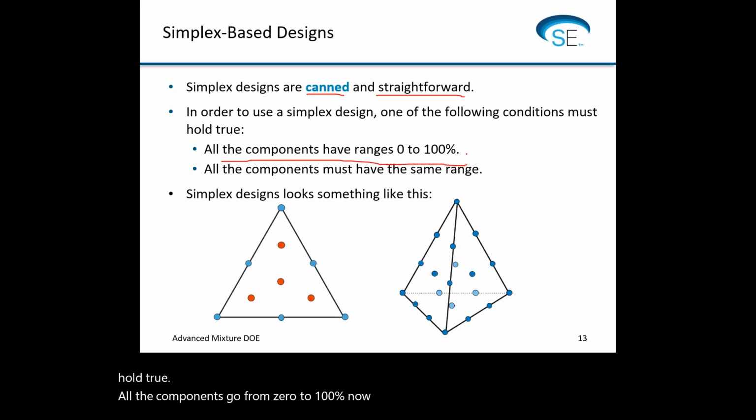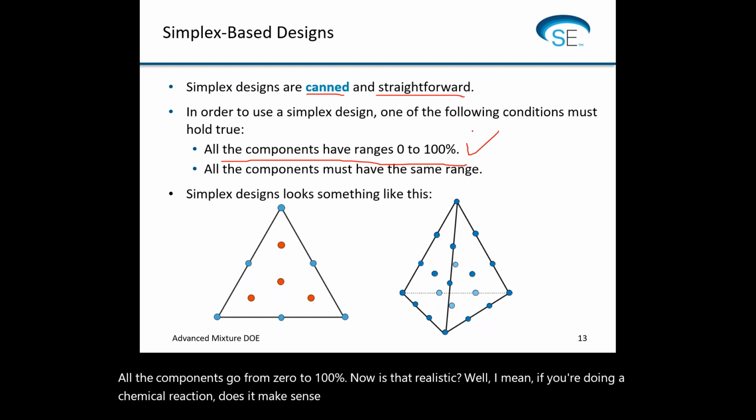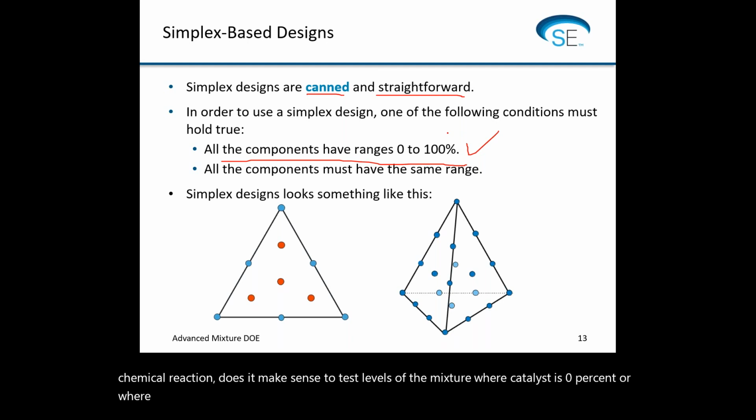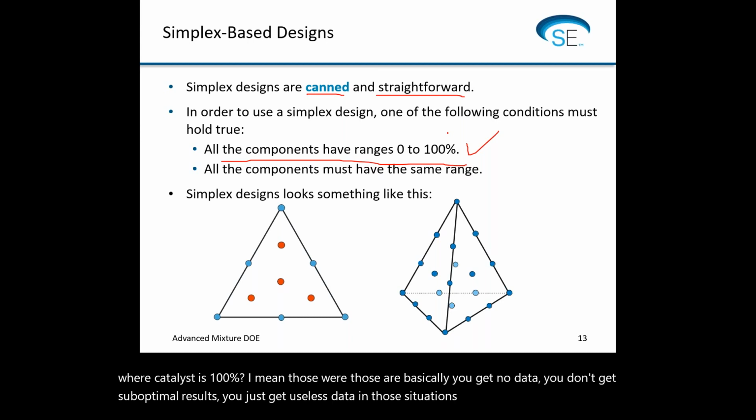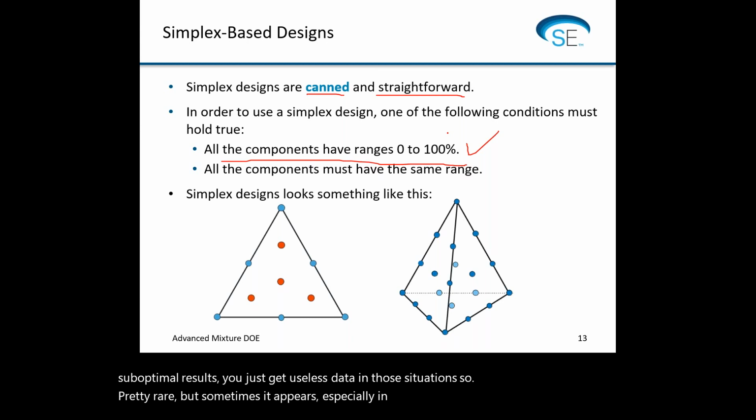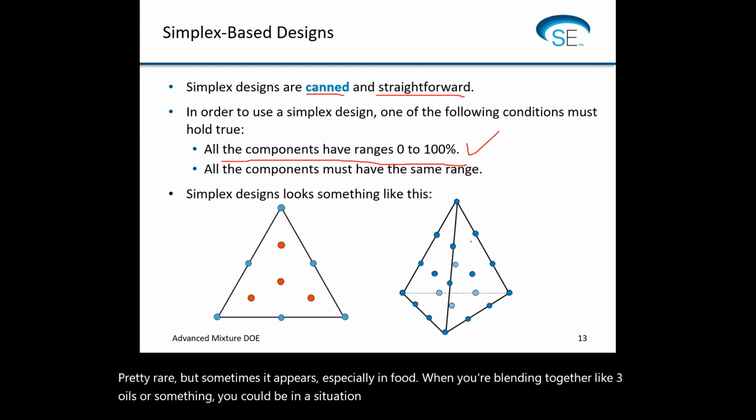Now, is that realistic? Well, if you're doing a chemical reaction, does it make sense to test levels of the mixture where catalyst is 0% or where catalyst is 100%? Those are basically, you get no data. You don't get suboptimal results, you just get useless data in those situations. So pretty rare, but sometimes it appears, especially in food, when you're blending together like 3 oils or something, you could be in a situation where everything goes from 0 to 100%.